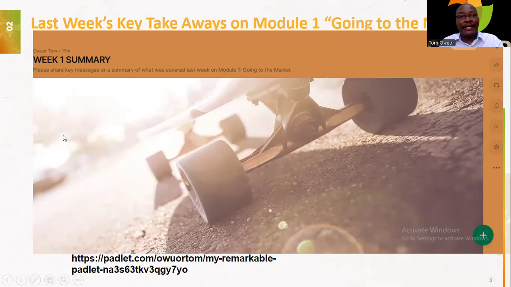Going to the market, that was covered last week. It is important that we go through this because, as you continue with the training, you will appreciate that module 1 for week 1 is a build up towards module 2, module 2 then builds up to module 3, like that up to module 4. So it is very important that we appreciate some of the key takeaways that we had in module number 1.